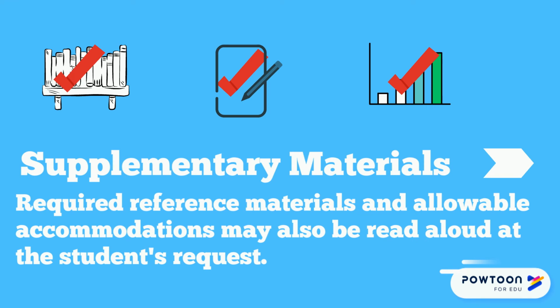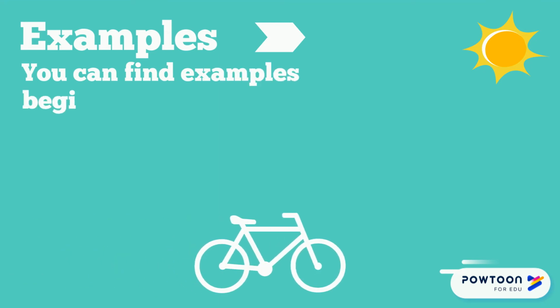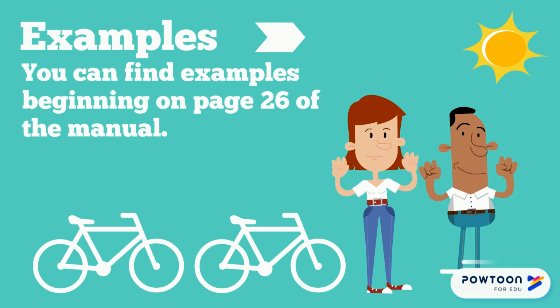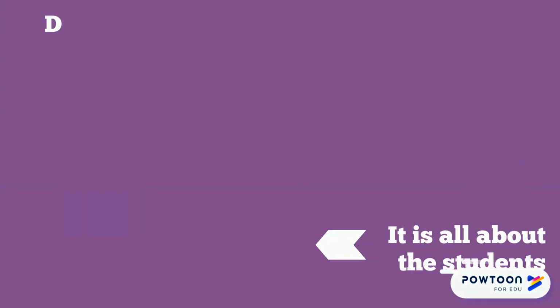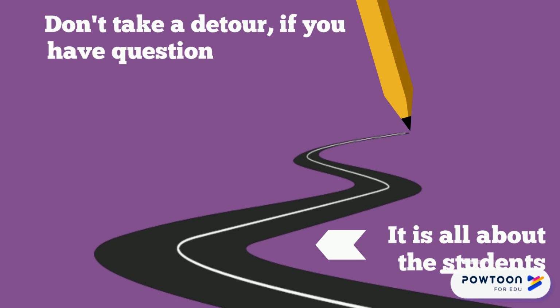Required reference materials and allowable accommodations may also be read aloud at the student's request. In addition to the expanded guidelines, you will find item type examples beginning on page 26 for each of the tested subjects. Remember, it's all about the students. Don't take a detour. If you have questions, be sure to contact your CTC right away.